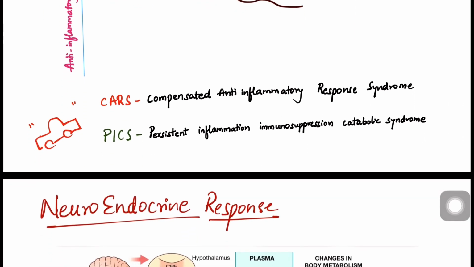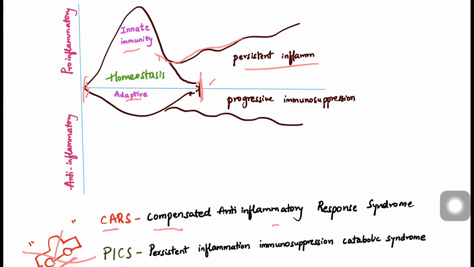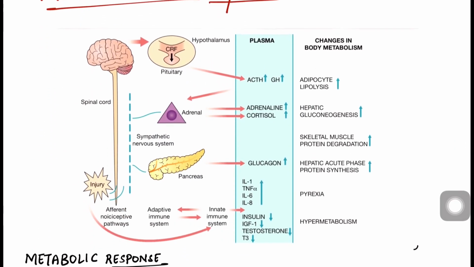See, as I have mentioned earlier, CARS, this is not your car. CARS is compensated. So body is trying to compensate the inflammation. So compensated anti-inflammatory response syndrome. There is something called PICS. What is PICS? As I have told, this is the persistent inflammation which is carrying forward after the CARS also. It is known as PICS, persistent inflammation immunosuppression catabolic syndrome.